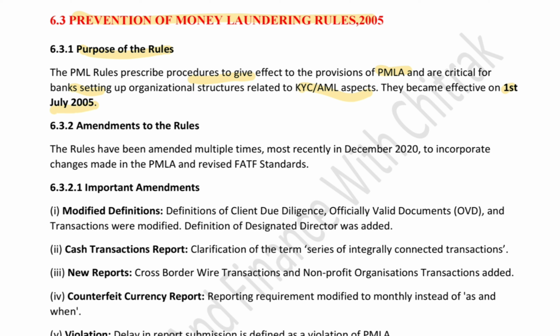Now, the rules have been amended a number of times, and most recently not in December 2020 but in 2023, and it was amended to incorporate changes made in the PMLA and revised FATF standards. Also, the recent amendment in PMLA expanded its scope to include the NGOs, and some new rules were made for reporting entities. Also, there was a stricter definition for the politically exposed persons.